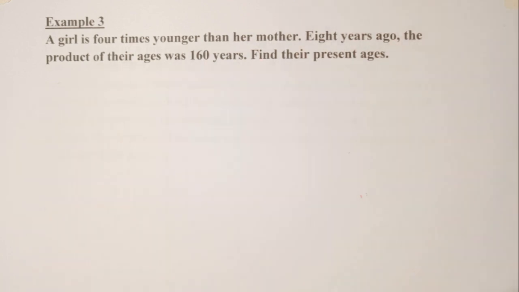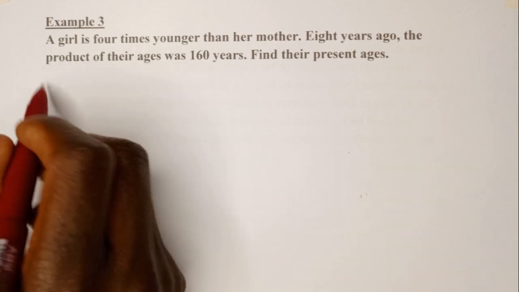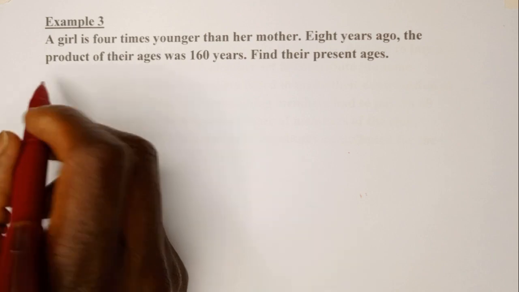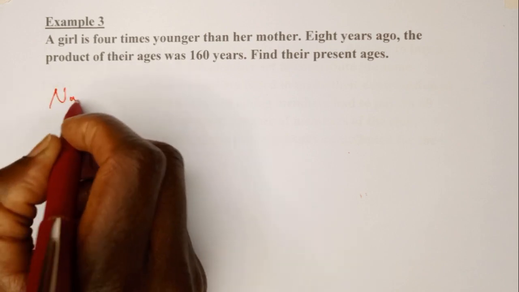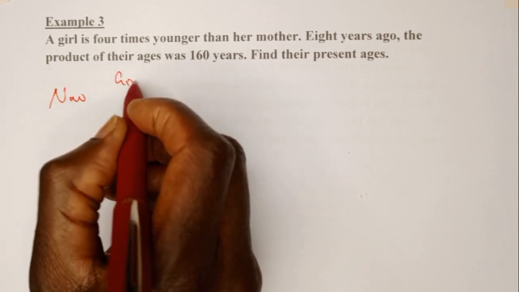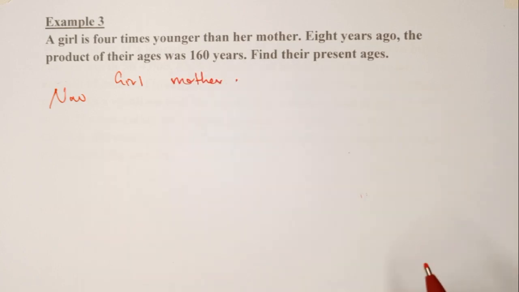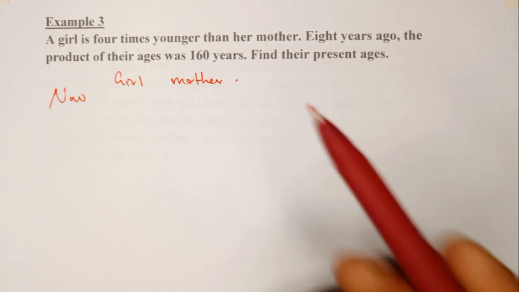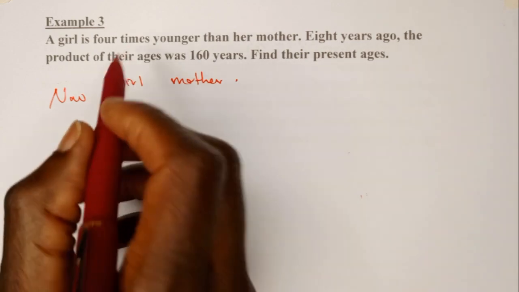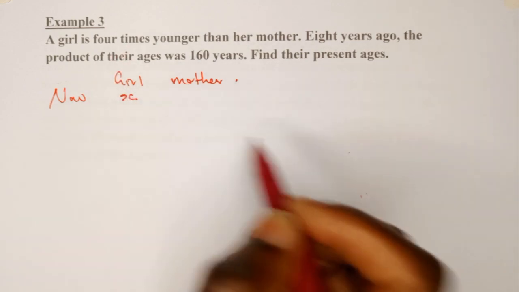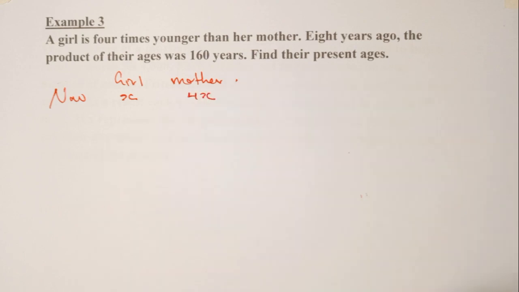A girl is 4 times younger than her mother. 8 years ago, the product of their ages was 160 years. Find their present ages. So we can say we have a girl, and we have a mother. Then we are told that a girl is 4 times younger. So if the girl is x, the mother will be 4x. That's what it means.